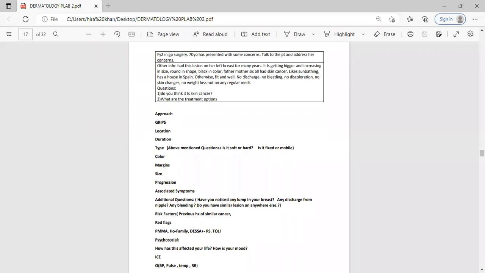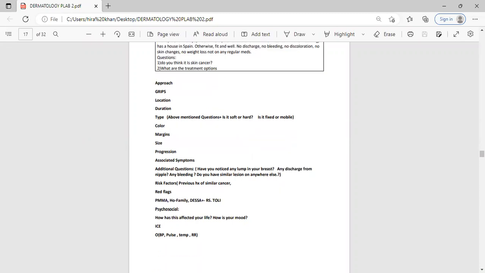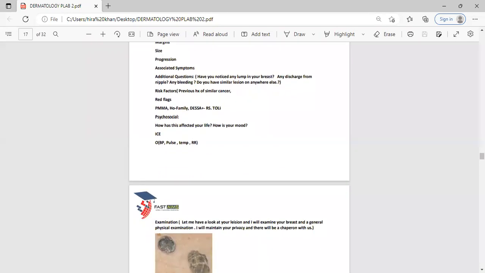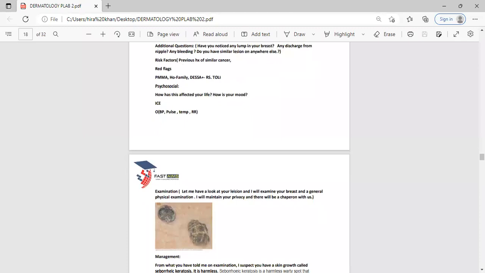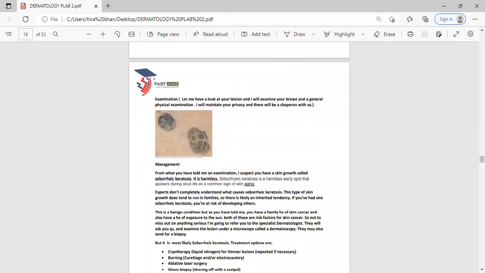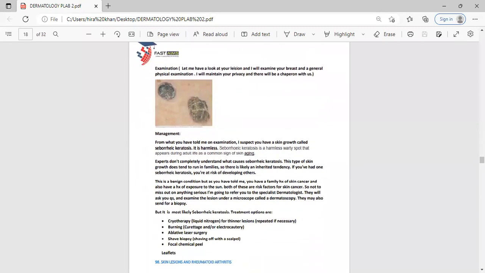Risk factors would be the same: sun exposure, tanning, and also the family history, very important here. Any family history of any skin cancer or any breast cancer. Okay, and the red flags would come, and then the psychosocial history, and then you have to examine the same way you have mentioned before, and then the management part.